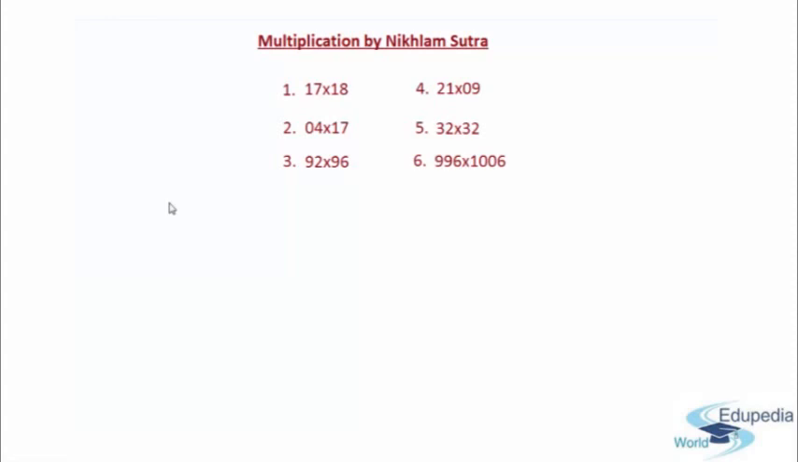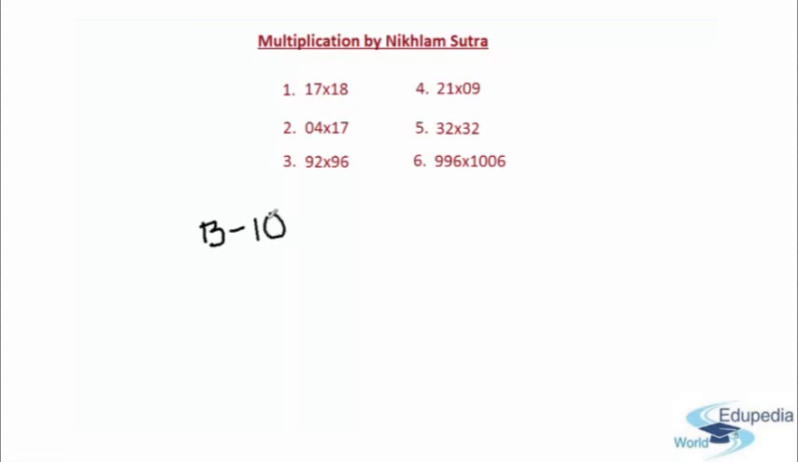Now coming to problem number 4, that is 21 into 9. If you observe these two numbers very carefully, you can say that only case number 3 Nikhilam Sutra can be used to solve this problem, that is 21 into 9. So to do multiplication of numbers 21 into 9, the base that I am going to take here is 10.